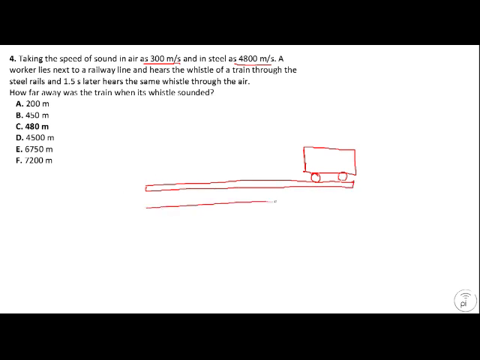Taking the speed of sound in air as 300 meters per second, and in steel as 4800 meters per second. They're saying that here we have a train, and here it is still. Here it is L meters. At t0 equals 0, the sound will go in this way, at t equals x. The speed of sound in the iron will be this. As for air, it is 300 meters per second.